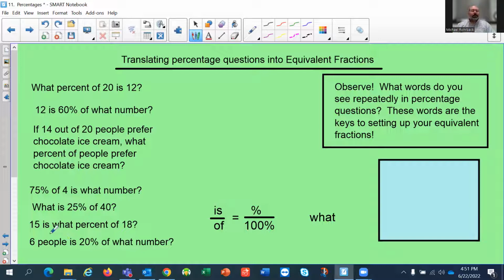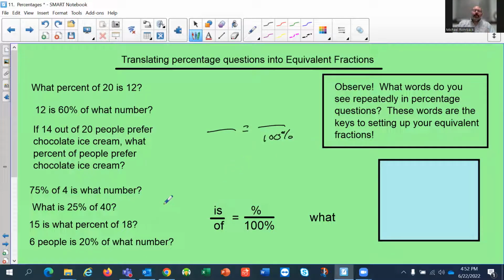How about this one? So if I say 6 people from the party showed up late, and 6 people was 20% of the people that came to the party. How many people came to the party? So 6 people is 20% of what number? So you set up your 4 spots. You know you got your 100% here.